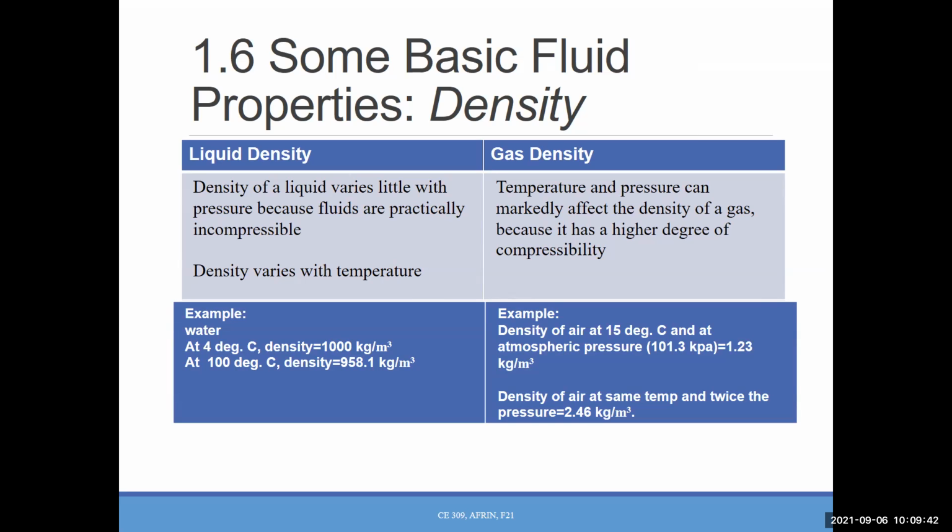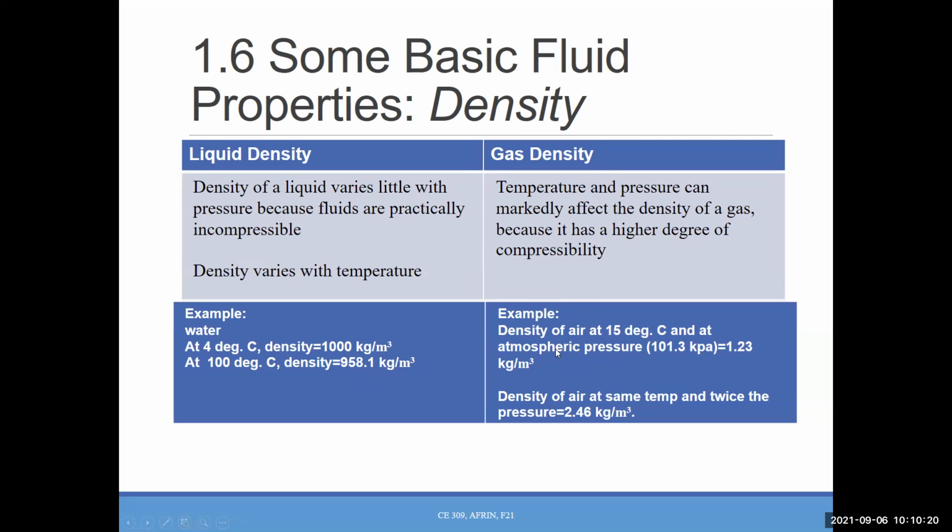So for example, for water at 4 degrees centigrade, density is what? 1000 kg per meter cube, right? And at 100 degrees centigrade, the density is what? 958.1 kg per meter cube. You see, for a 96 degrees centigrade change, the density didn't change that much, only a fraction. So you can see the effect of temperature on liquid density.